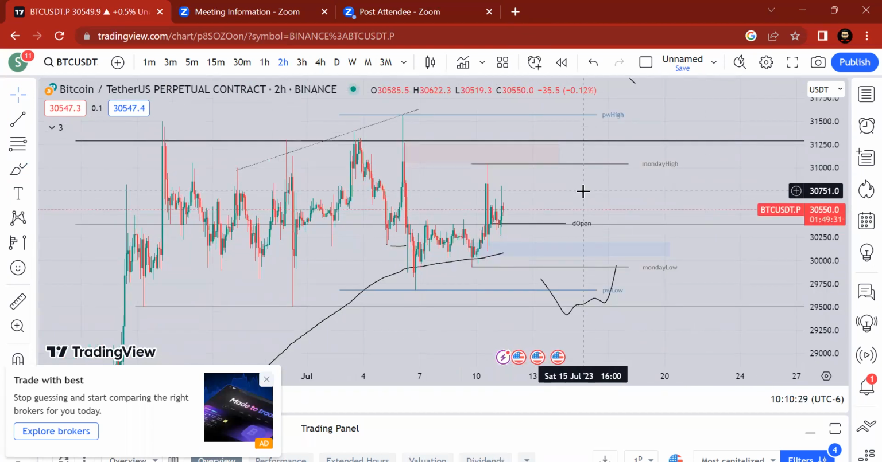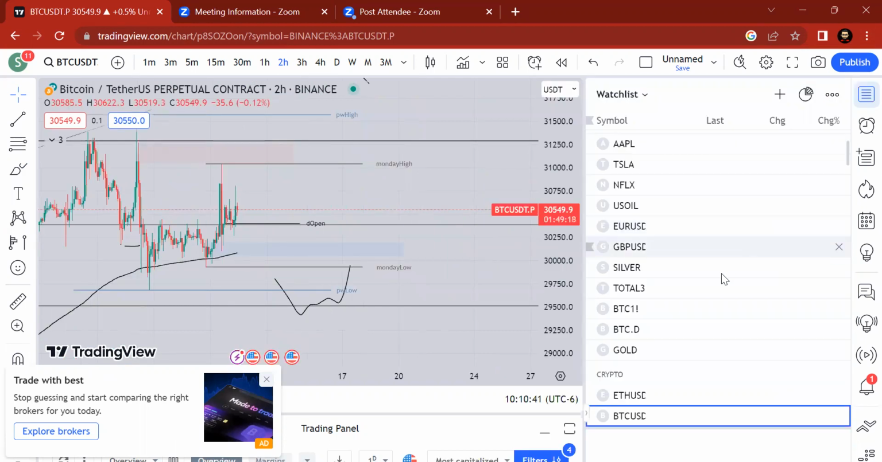I'm waiting for that structure here, that's why I'm not giving any proper call. I give calls, then I cancel them. Like yesterday night, I posted my trade on Ethereum.